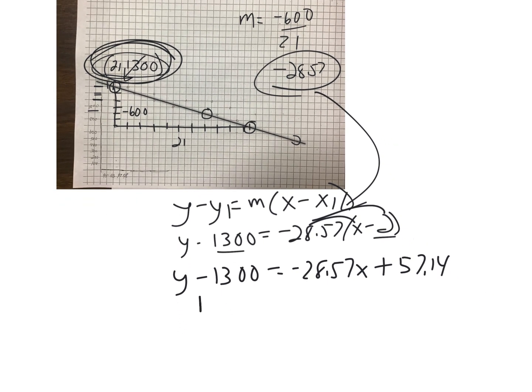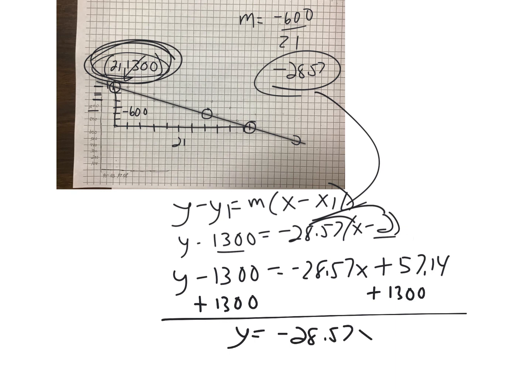So now my last piece is add 1300 to get y by itself. I don't want that there. So y is -28.57x plus 1357.14.